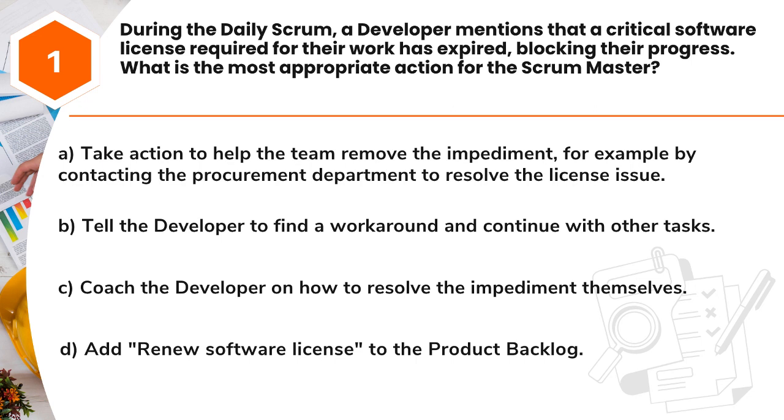Question 1. During the Daily Scrum, a developer mentions that a critical software license required for their work has expired, blocking their progress. What is the most appropriate action for the Scrum Master? A. Take action to help the team remove the impediment, for example by contacting the procurement department to resolve the license issue. B. Tell the developer to find a workaround and continue with other tasks.